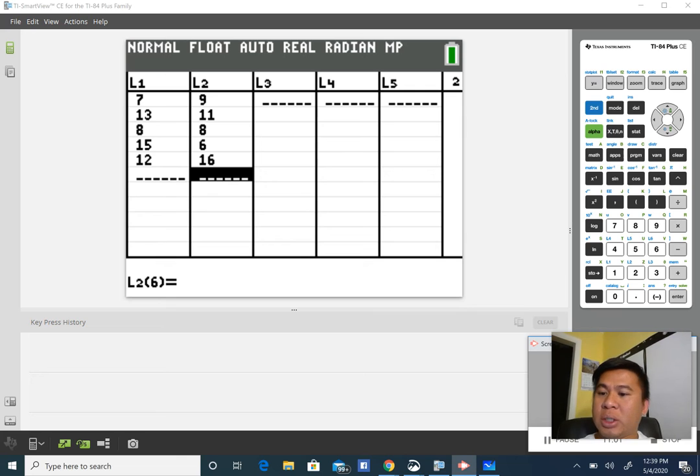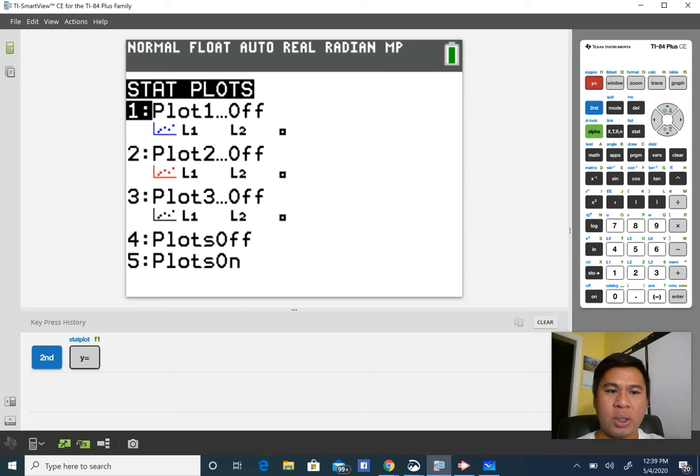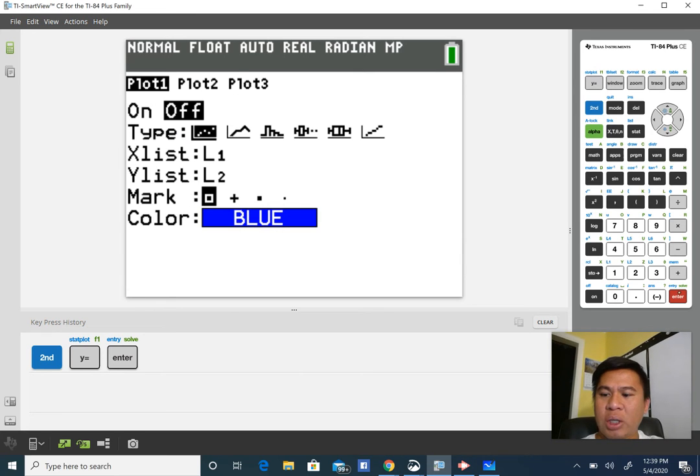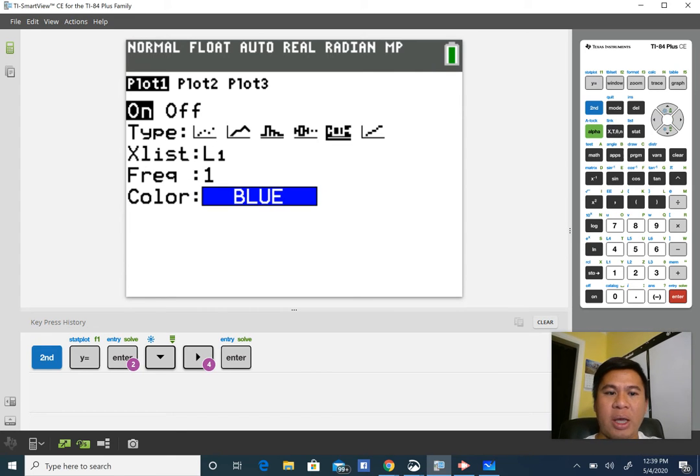Now in this case, there are a lot of different ways to get the median, but one of my personal preferences is to graph the box plot. So after this, I'm going to press stat plot, that will be second, y equals. Under plot 1, I'll press enter, turn it on by pressing enter. Under the type, I'll click on the box plot, which is the fifth figure, pressing enter, and I'm done with that.